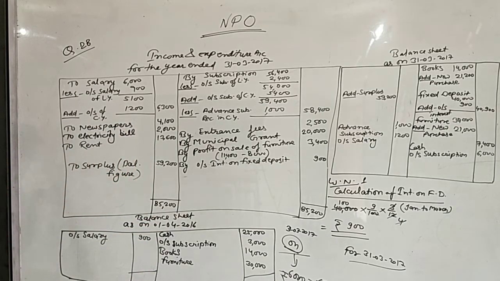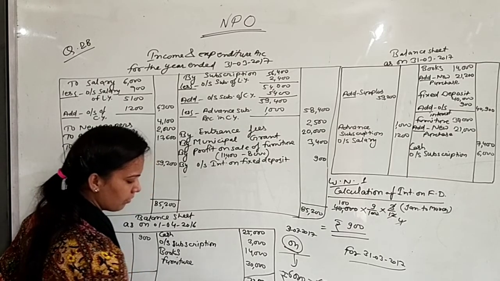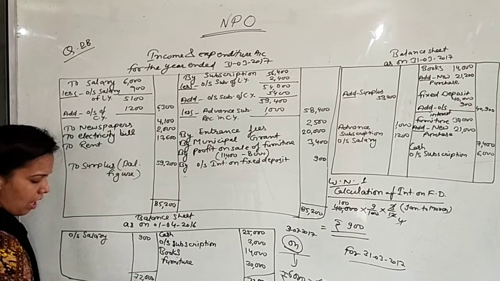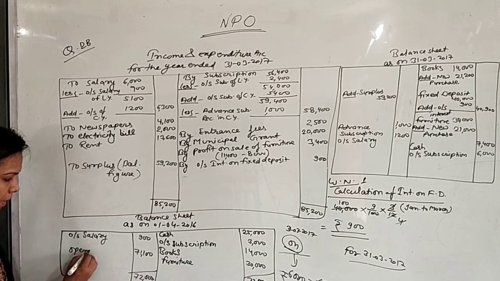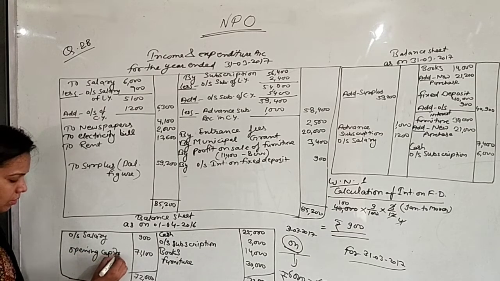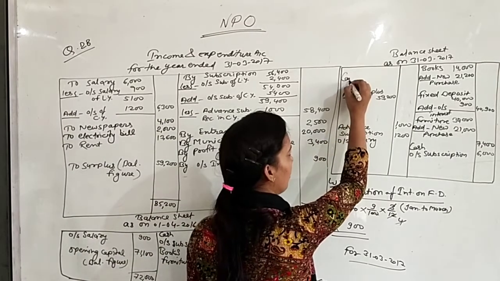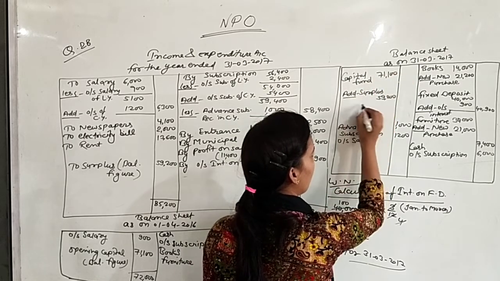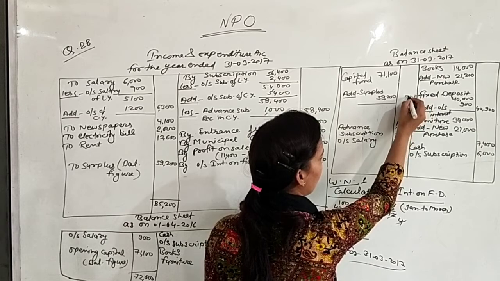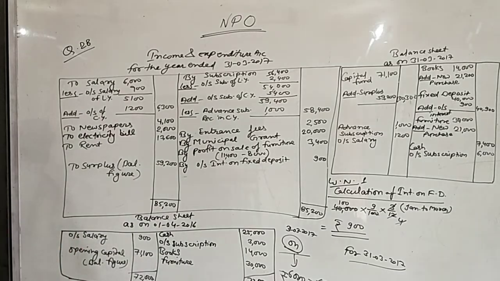Get the total of the credit side of the opening balance sheet, 72,000. Out of 72,000 minus 900, it will be 71,100. This is your opening capital, and here you can write balancing figure. This 71,100 will be transferred to your closing balance sheet. This is the capital fund, 71,100. Add the surplus amount, 59,200, and it becomes 1,30,300. This is your capital fund.